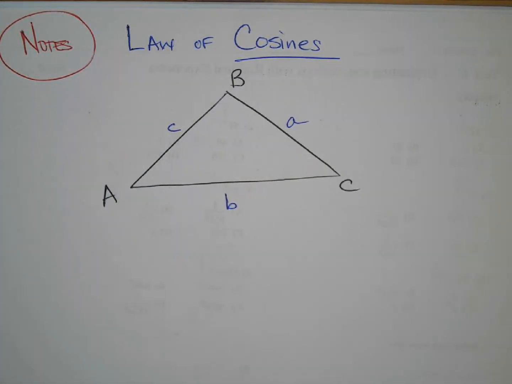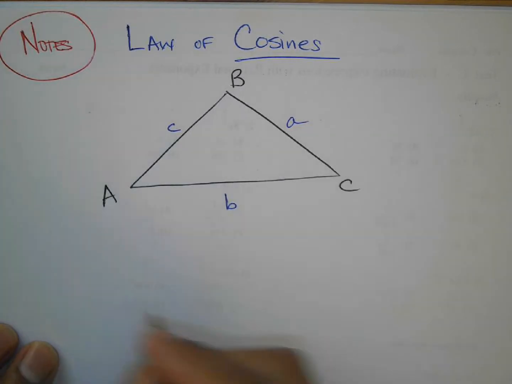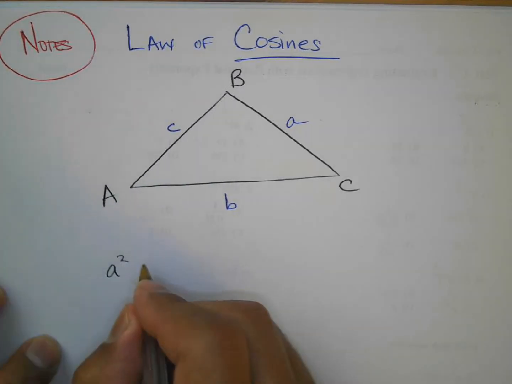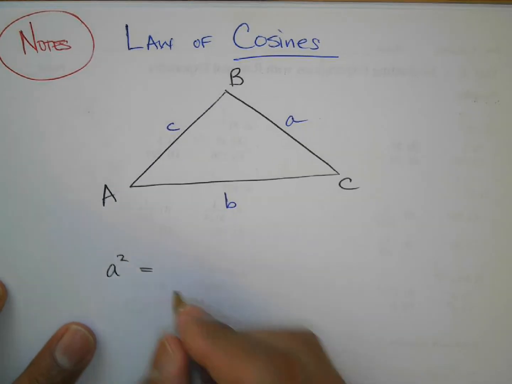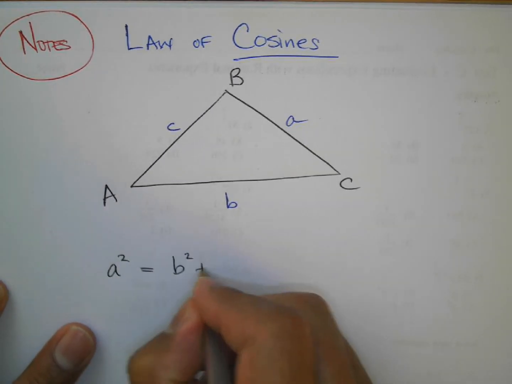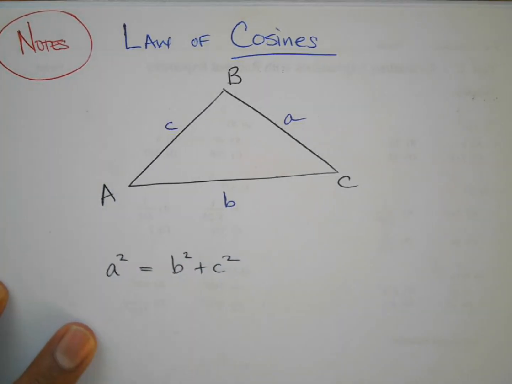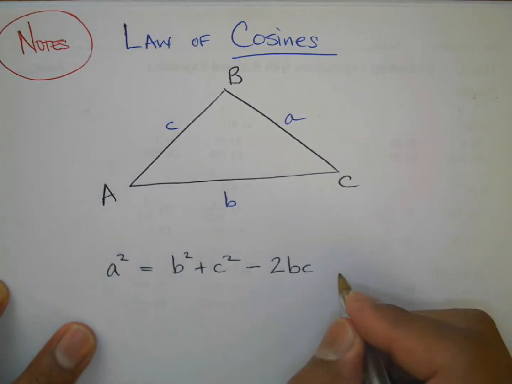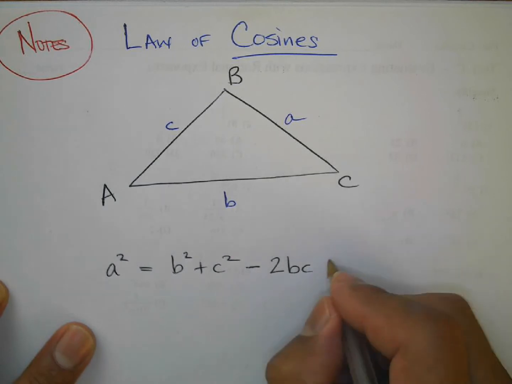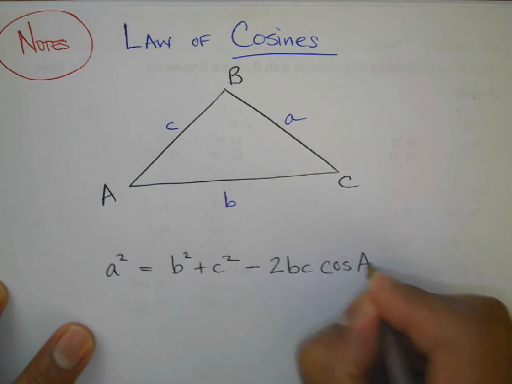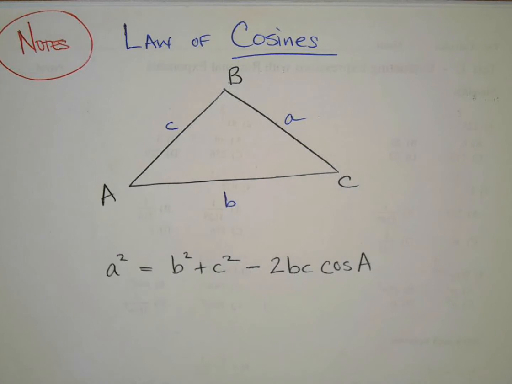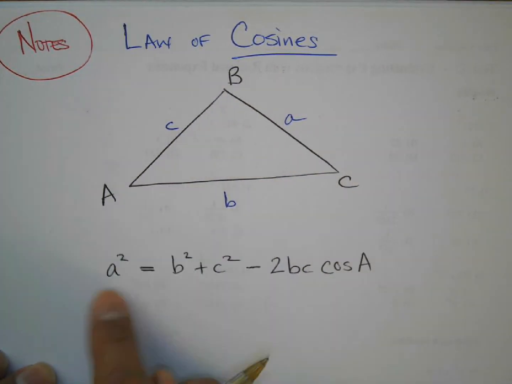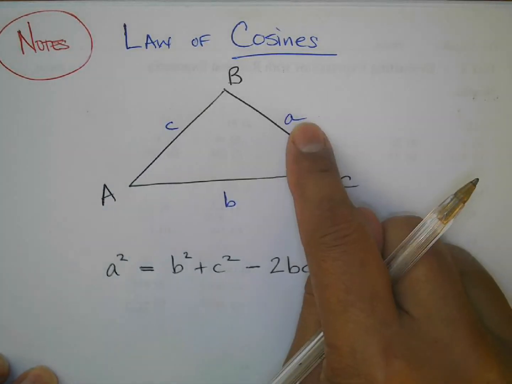Here's the formula though. Let's get used to these formulas. One of them is a squared is equal to b squared plus c squared minus 2bc and then cosine A. This one's solved for A, so this is if you're trying to solve for side A.